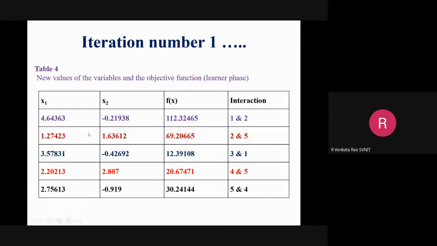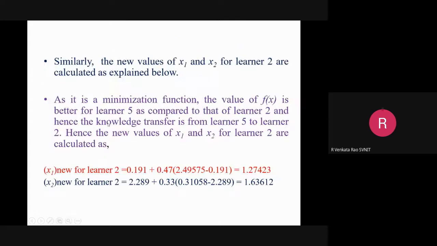Table 4: you see here the x1 value and x2 value. These are the new values of x1 and x2 for learner 1. After substituting those values in the f(x) equation, I have got 112.32465. This way I have calculated. And that is about the first learner.